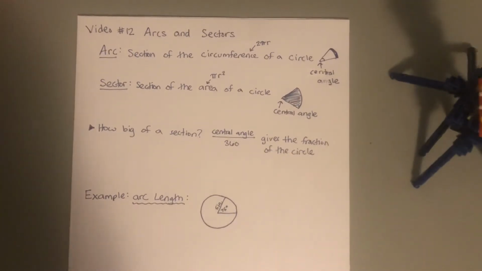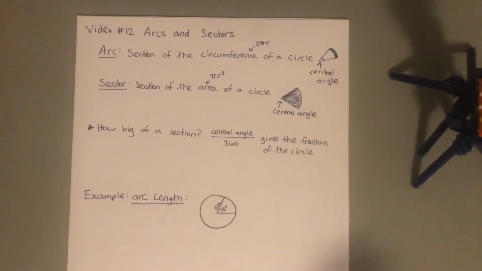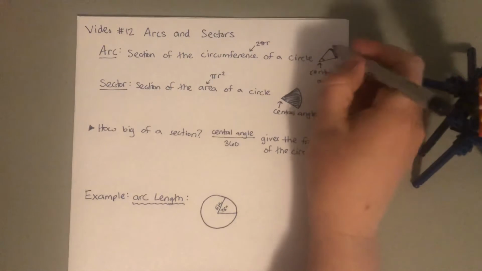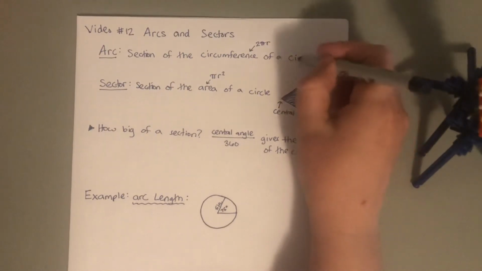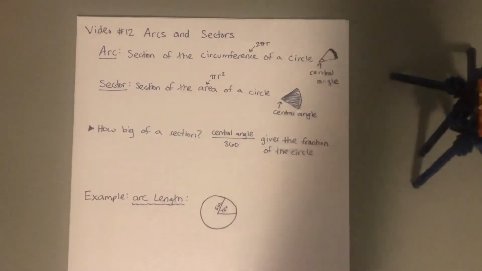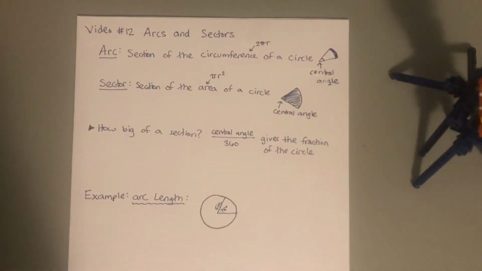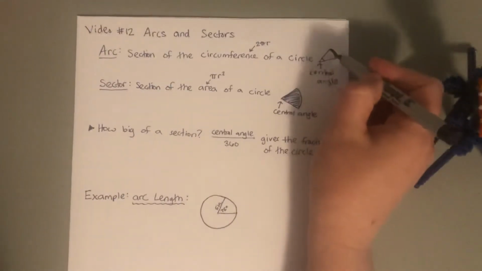So the first thing we're going to talk about in this video is arcs and sectors of circles, what they are, and how to find them. An arc is the section of the circumference of a circle. Remember, the circumference is like the distance around. So you have your circle, and it's just talking about this little piece of the outside of it. It's like the crust on a piece of pizza. It's just a section of the outside of a circle. It's this part out here, how long that little arc is.